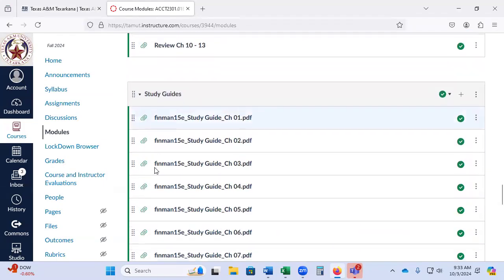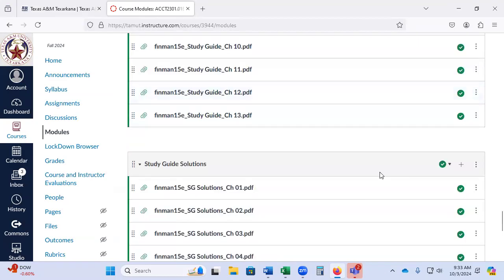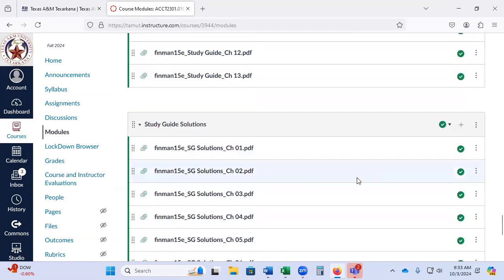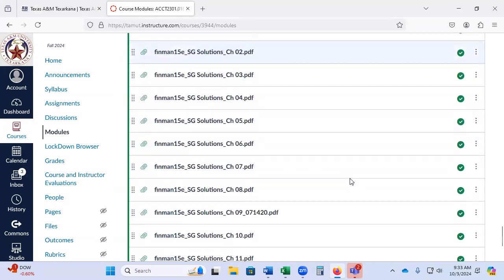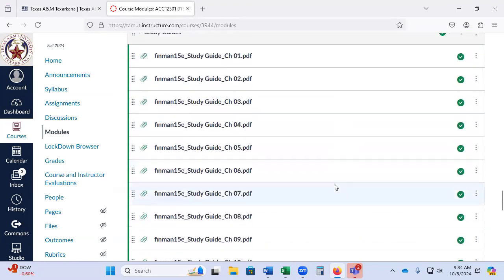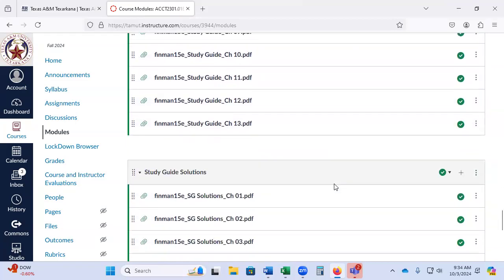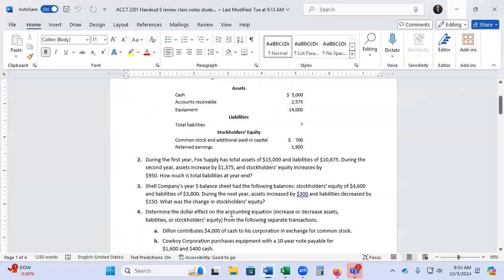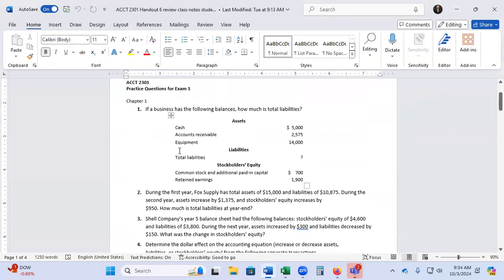You have the study guides that are here, and then beneath the study guides are the solutions. Now, you guys should be able to see those, but if not, let me know. And again, these are provided by the text provider. Nobody has any questions. Let's not waste the time here. Let's you guys try number one, and we'll work our way through some of these.